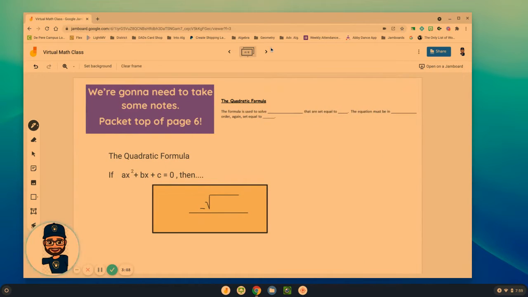Now here's where these notes become really important. It's a long, complicated formula, but it works. So I'm on the packet page number 6. This formula is used to solve quadratic equations. So it only works for quadratic equations that are set equal to 0. We just mentioned that. The equation must be in what we call descending order, so ax squared, then bx, and then c. And again, it has to be set equal to 0. If it's not set equal to 0, it's not going to work.